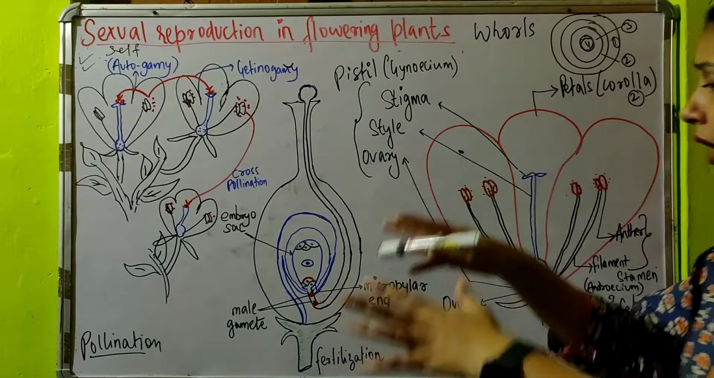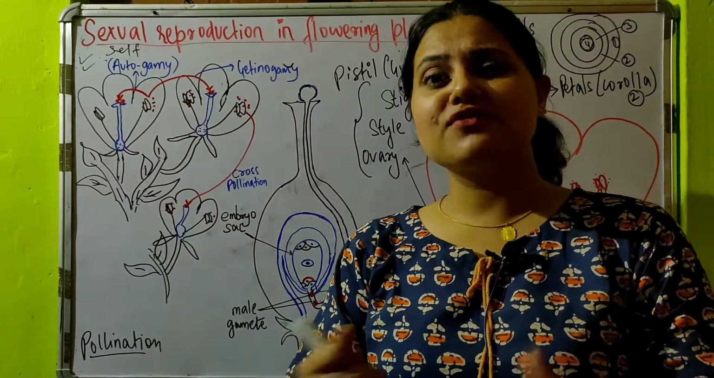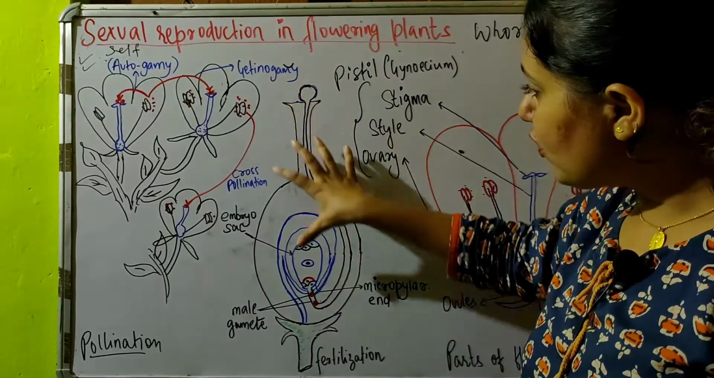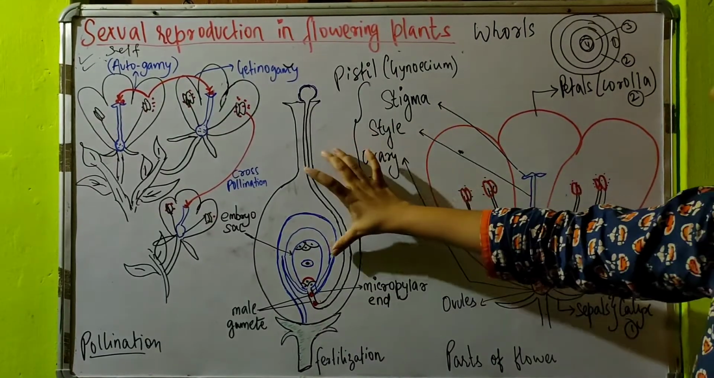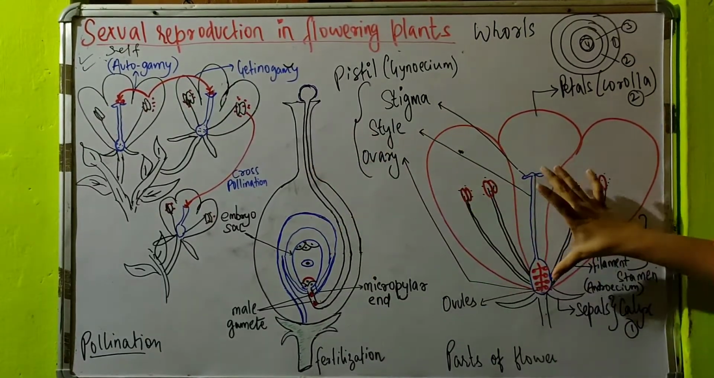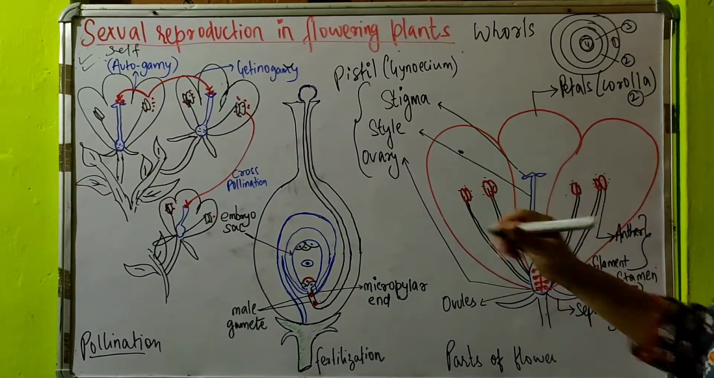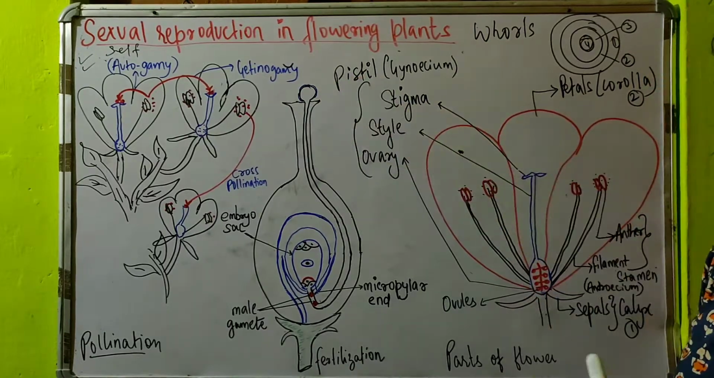Now coming to another process, that is fertilization. What is fertilization? See, I have drawn only the stigma part. Only this part is brought out here. Now you see the male gamete, that is the pollen grain, has stuck on the stigma.